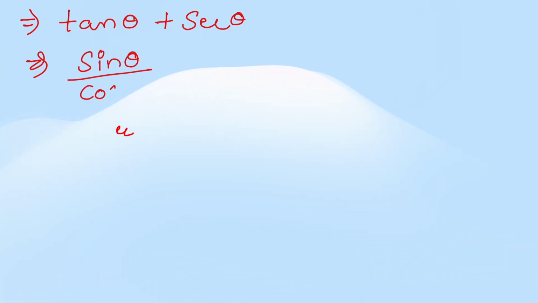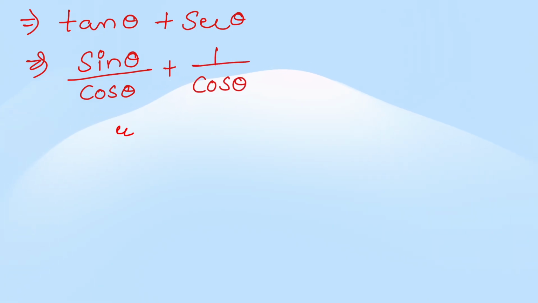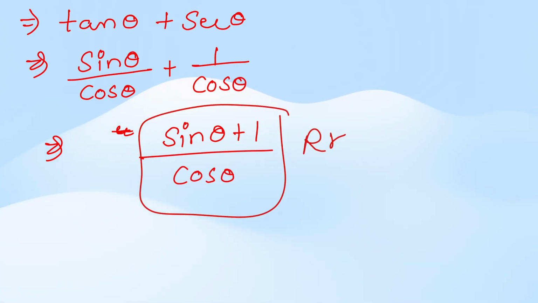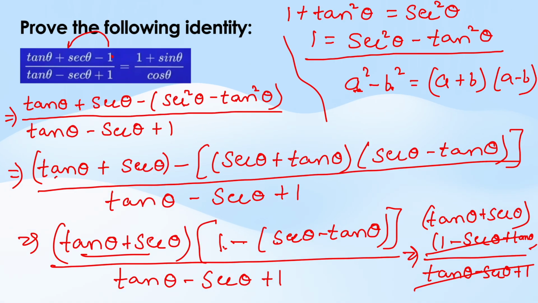Now just see, what is tan theta? Sin theta by cos theta. And what is sec theta? 1 by cos theta. So what can we write? I can write it as sin theta plus 1 by cos theta. And that was your RHS. See? Clear?